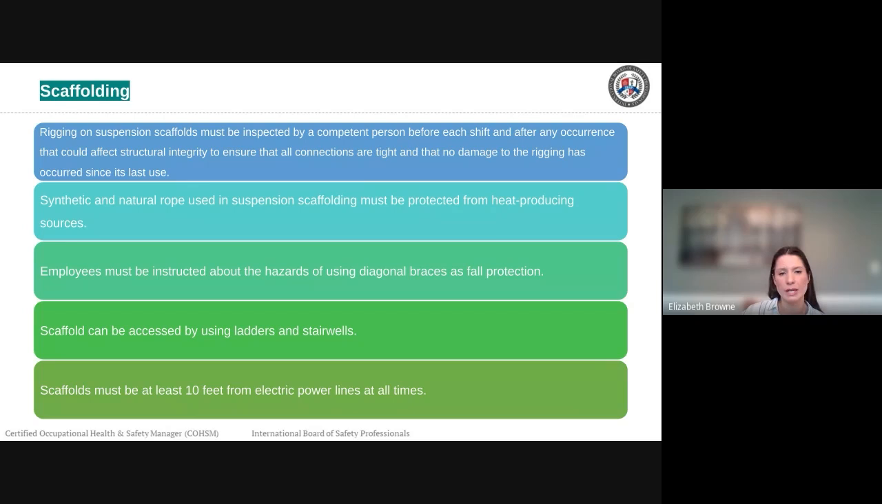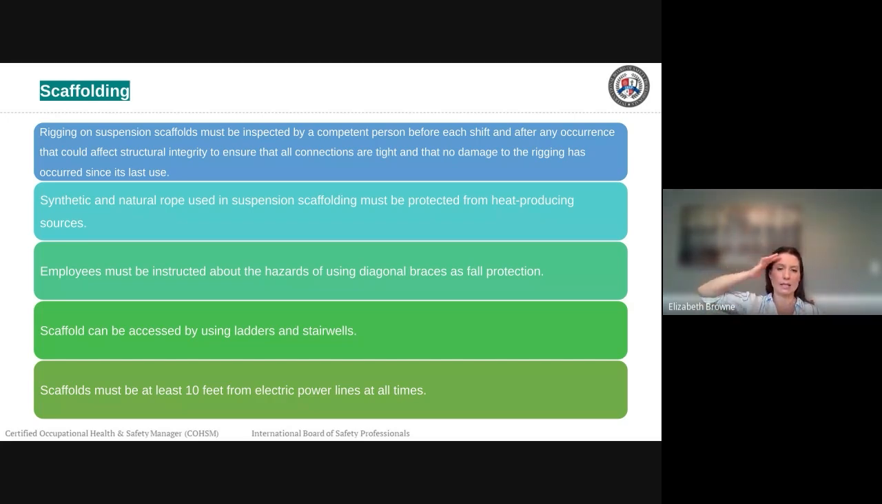Rigging on suspension scaffolds must be inspected by a competent person before each shift, and after any occurrence that could affect the structural integrity. That person should be making sure all connections are tight and that no damage to the rigging has occurred since its last use. Synthetic and natural rope in suspension scaffolding must be protected from heat-producing sources. Employees must be instructed about the hazards of using diagonal braces as fall protection, because these are typically not rated to withstand the fall of a person.